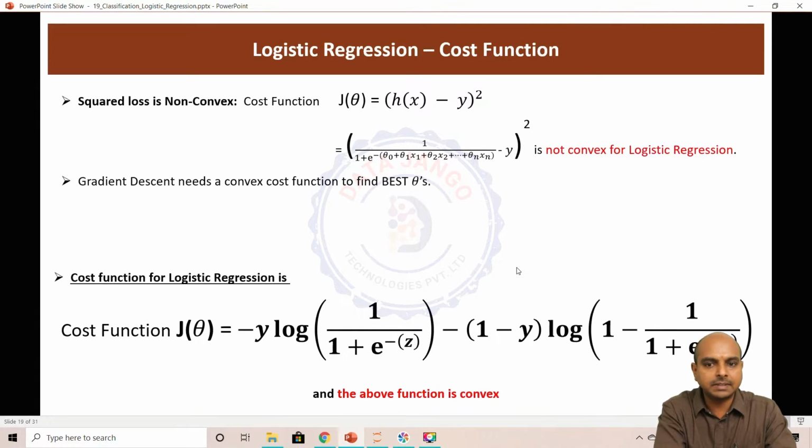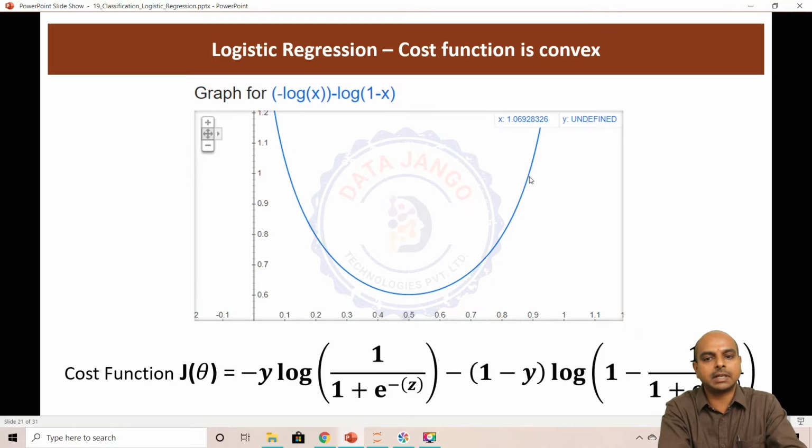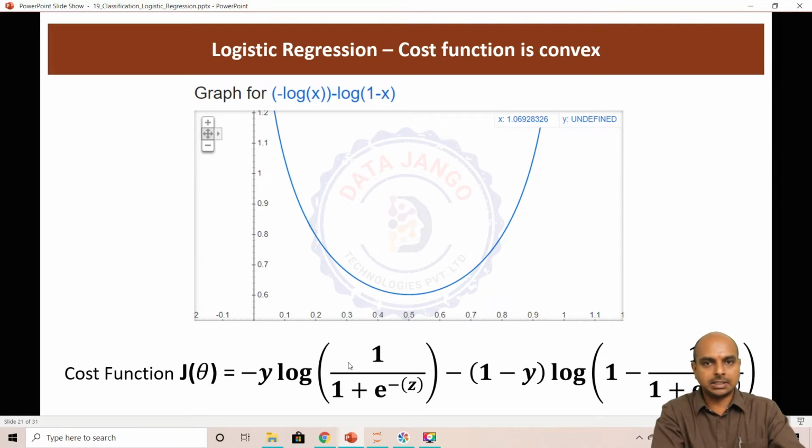Why is this a convex function? Let us see. If you look at log x, the curve is going to be like this. If you take minus log x, it's going to be like this. If you take log of 1 minus x, the curve is going to be like this. If you apply minus in front of it, it's going to be like this. So when you combine minus log x and minus log of (1 minus x), it becomes a convex function like this. So the same technique is applied here on logistic regression also.